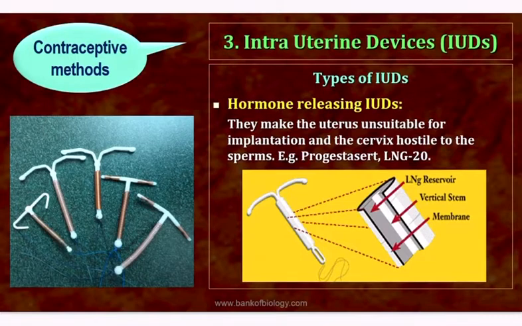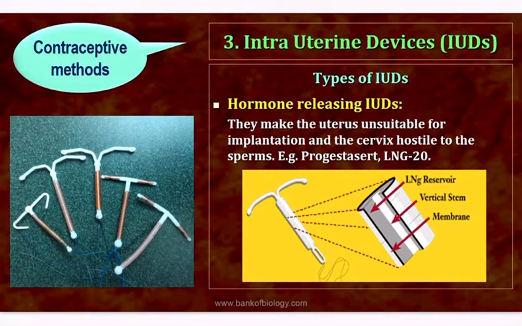And the hormone ones make the uterus unsuitable. Since it has hormones, it will make the uterus unsuitable. Whatever endometrium should be there, I told you in the previous chapter, the endometrium and uterus get ready in anticipation of pregnancy. So what these hormones will do is they will not let the endometrium develop. So they will make the uterus unsuitable.